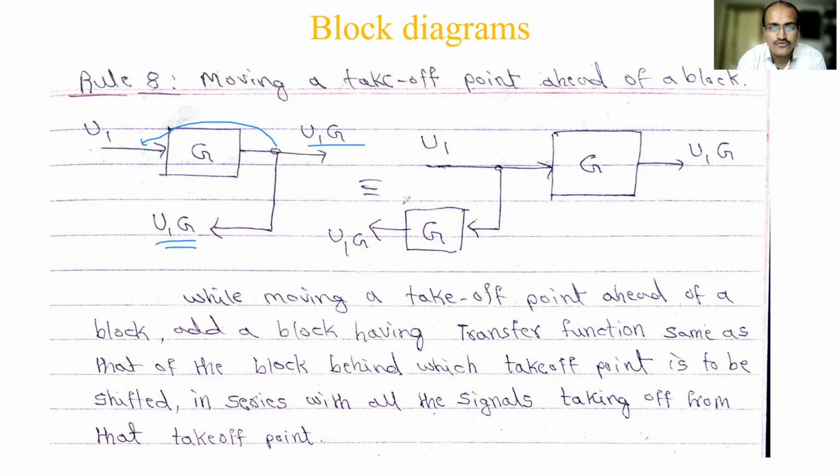So what we should do: here the U1 signal is there and I have moved the takeoff point before the block, and here G is there as it is. So U1G is there. There is no change at this forward path. But what about the feedback path where you are taking the takeoff? If you do not add a G block here, you will have the same U1. Then it is not satisfying this condition. To get that G, you add the same transfer function which you are moving. The same thing you are going to place over here. Then it will satisfy this also, U1G.